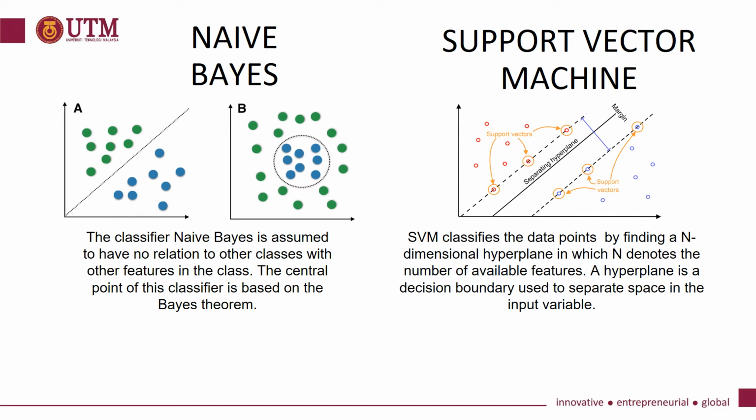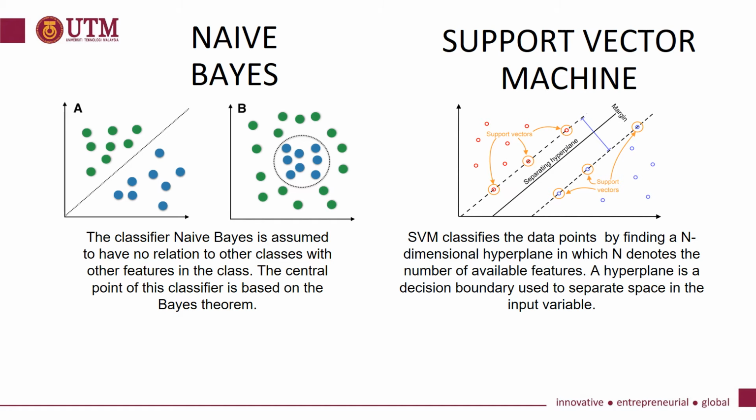The third method is naive Bayes. Naive Bayes is a supervised machine learning algorithm that uses Bayes' theorem, which assumes that features are statistically independent. The classifier is assumed to have no relation to other classes with other features in the class. Naive Bayes has the advantage of being a probabilistic model, resilient to missing values and real data noise.